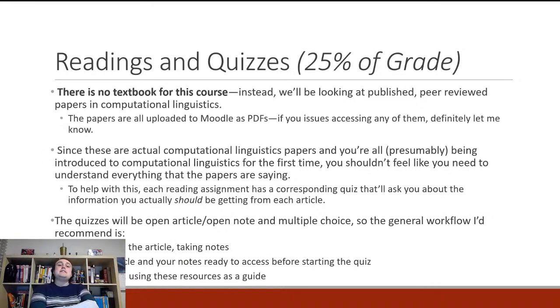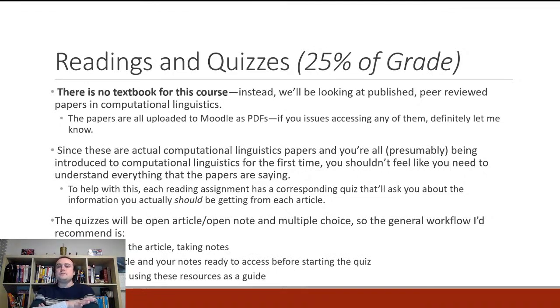Now let's actually get into the types of assignments you're going to have. So let's talk about readings and quizzes. These are going to be 25% of your grade. There's no textbook for this course. Instead, we're going to be looking at published peer-reviewed papers in computational linguistics. So you're going to get a real-life experience or peek into the field of computational linguistics.